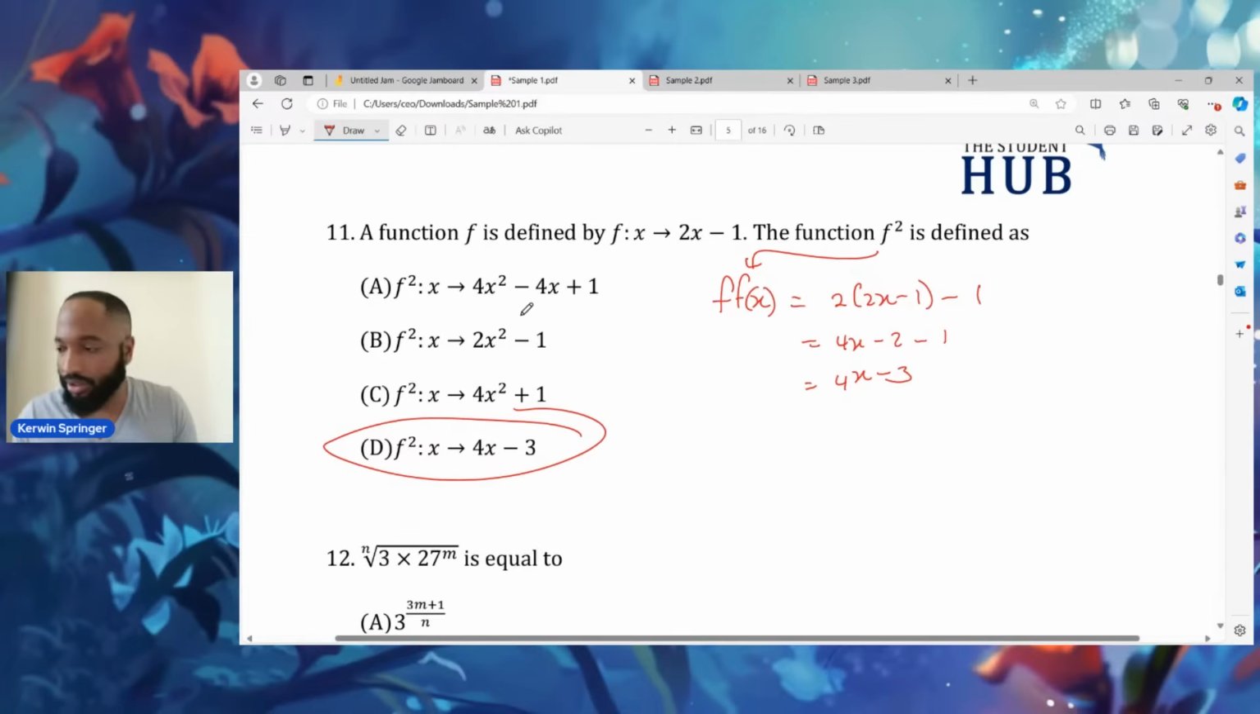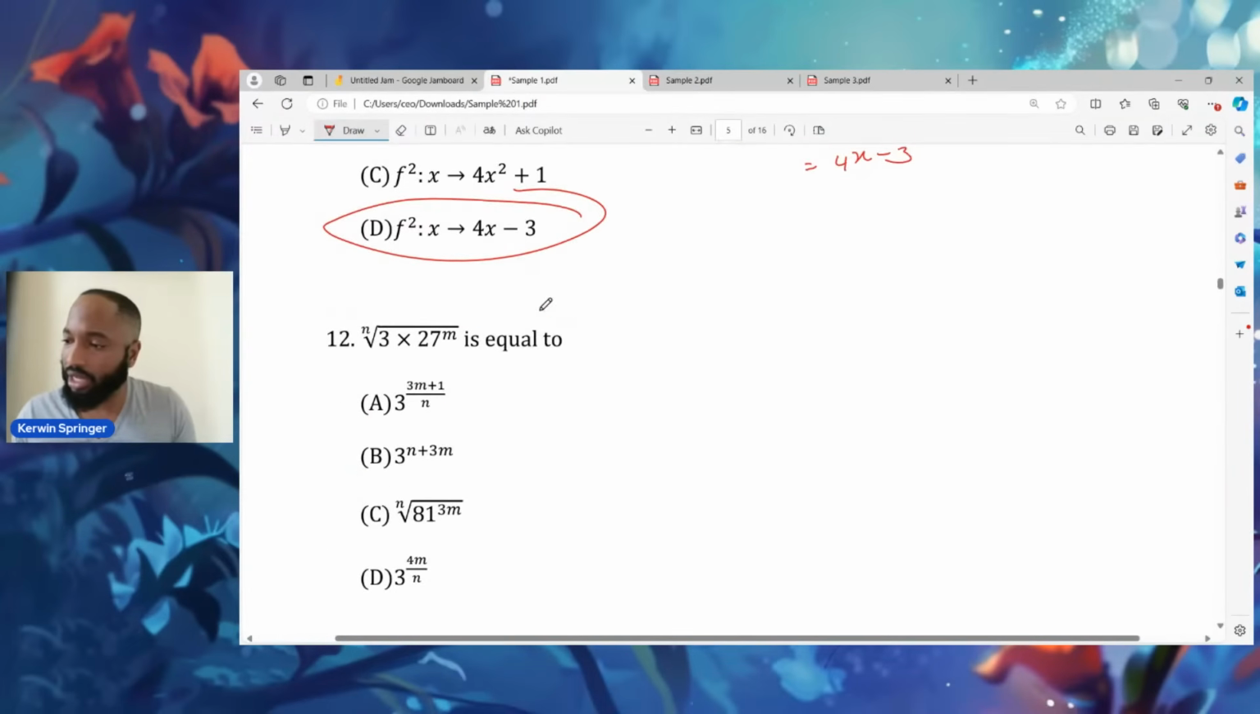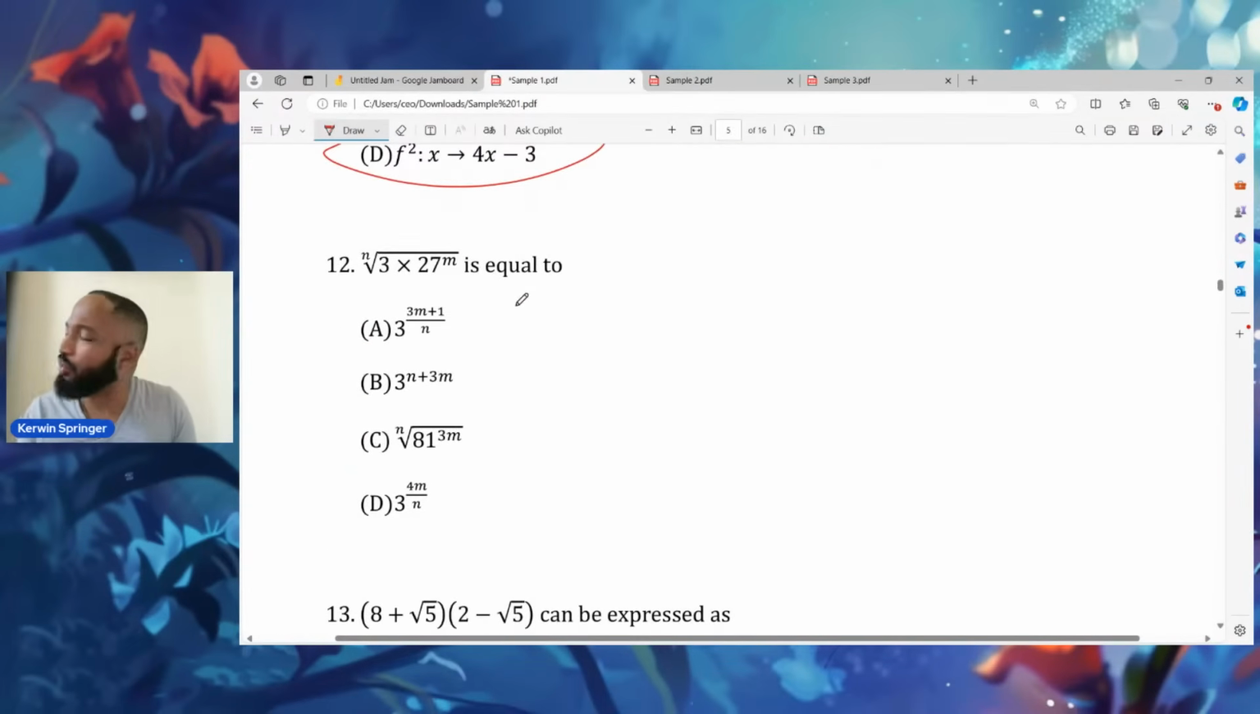That's him there. So they removed functions from the syllabus. But certain ways algebra can overlap with functions. So I would still advise handling your functions questions when you're doing your past papers. By the way, knowledge. All right, so after that, let's do this question.